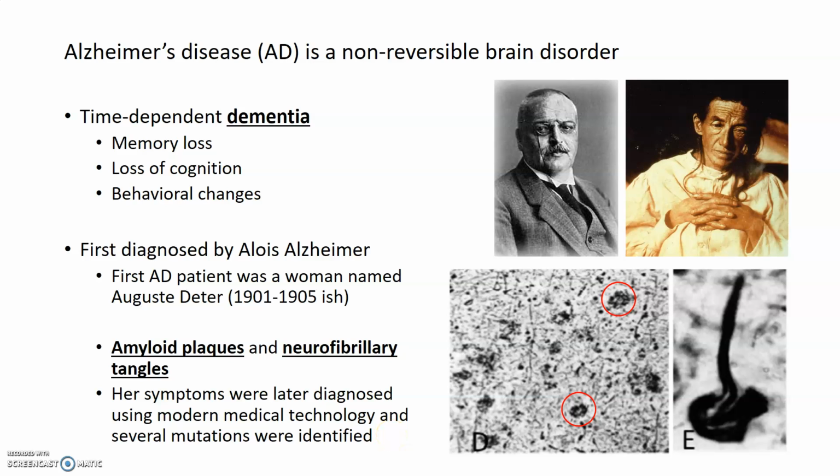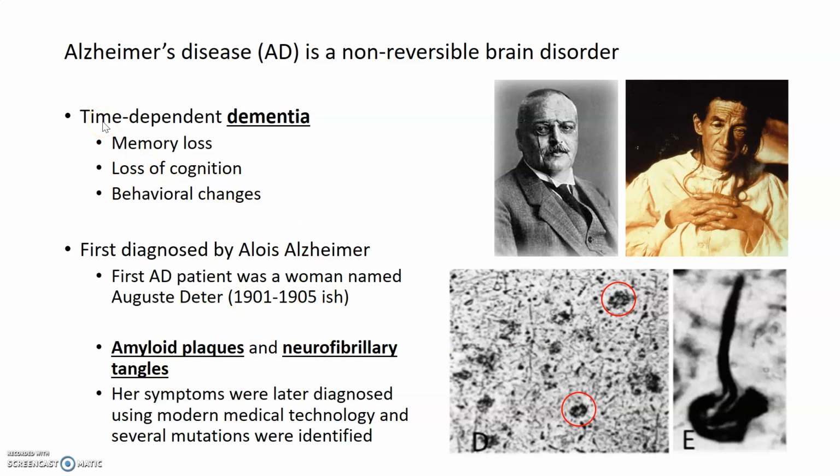One prevalent age-related neurodegenerative disorder is Alzheimer's disease. And in this lecture, I'm going to talk a little bit about how Alzheimer's disease was found and characterized, and some of the pathology behind what causes Alzheimer's disease.